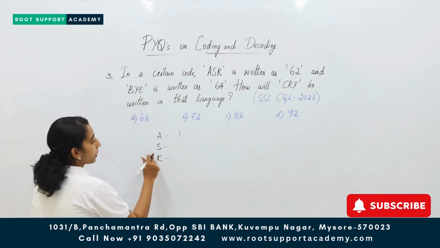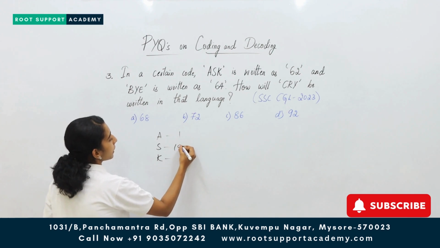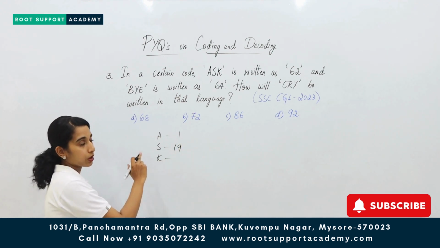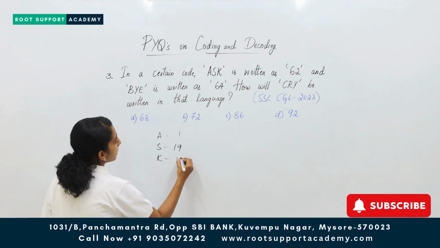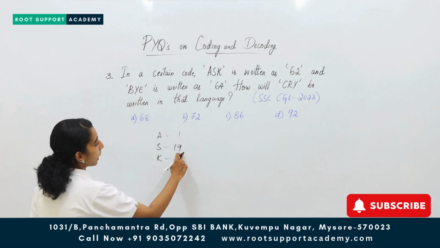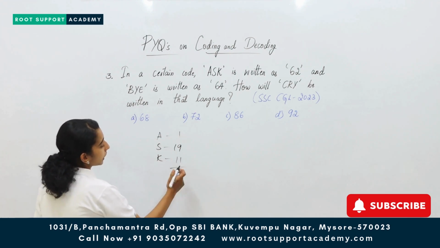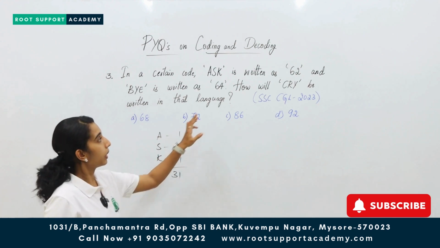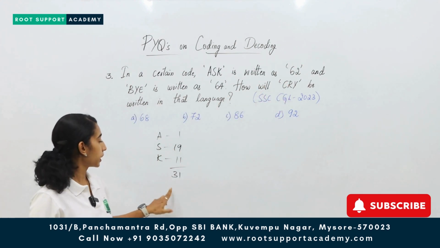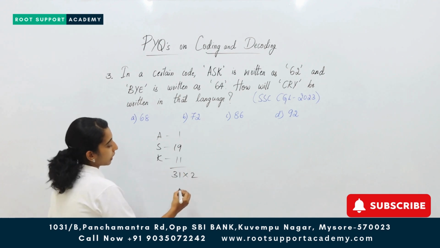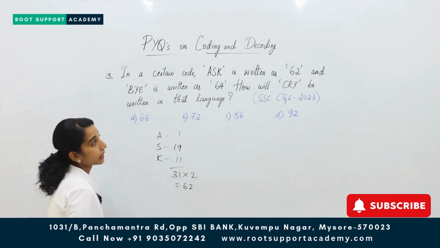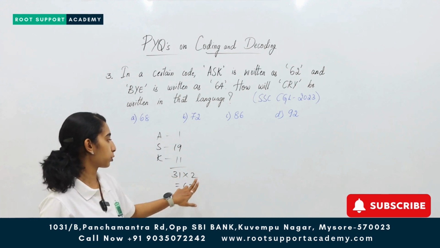What is the position of these? A is 1. S, we know, is 19. Then K, what is the position of K? We remembered it using KL. K has 11. So if we add 1 and 19, that is 20, then plus 11 is 31. But it is coded as 62. 31 and 62, what is the relation? Into 2, you get the answer 62. Yes or no? 31 into 2 is 62.